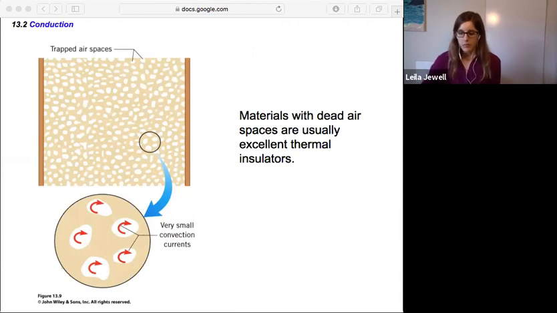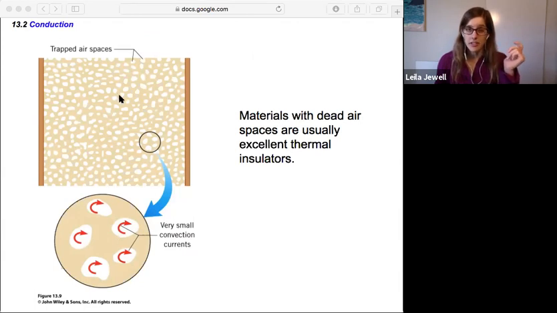Now, materials that have these dead air spaces or trapped air spaces are usually excellent thermal insulators. Why is that? Well, by having all of these air gaps, like what you'd have in styrofoam, there's lots of little pockets of air, or in a down jacket, there's lots of little pockets of air. By making those pockets tiny, there can only be tiny convection currents inside. And air is a good insulator.